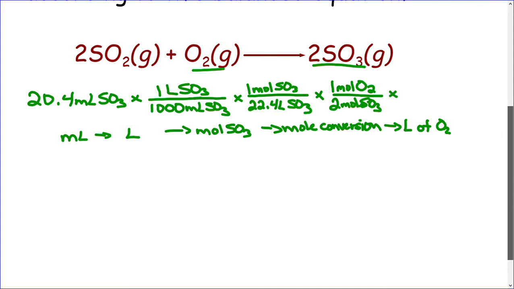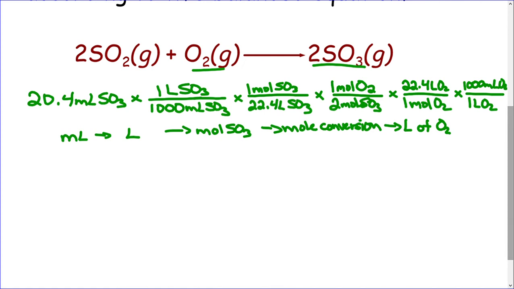Now that I'm in moles of O2, I need to get to liters of O2. So we have that same thing set up as before. I know that in 1 mole of O2, I'm going to have 22.4 liters of O2. And then I just need to get from liters back to milliliters because the question is asking how many milliliters of O2 I have. So in 1 liter of O2, we have 1,000 milliliters of O2, so I know that liters are going to cancel.